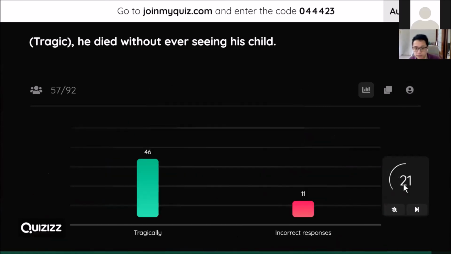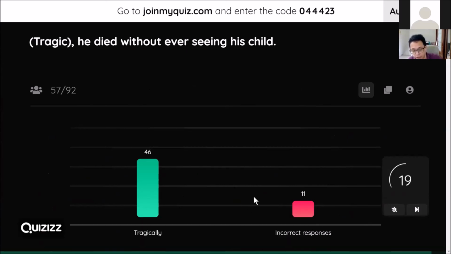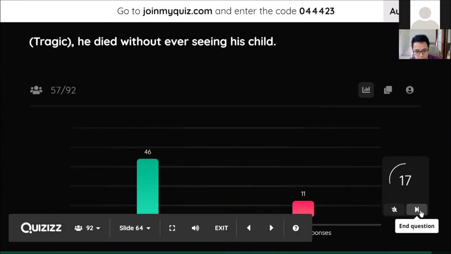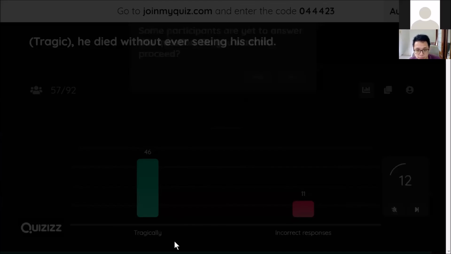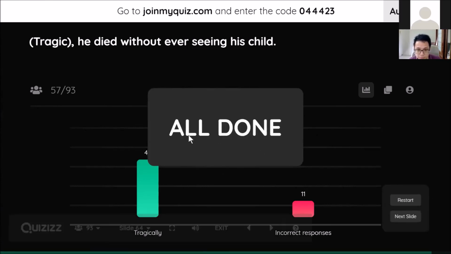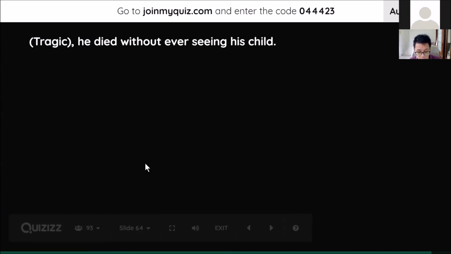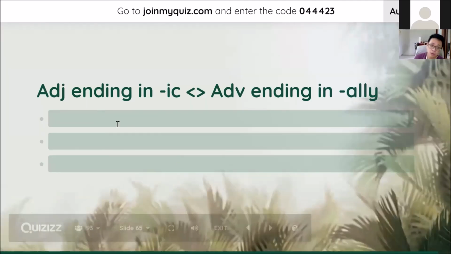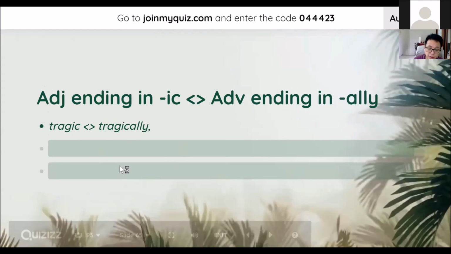A lot of words that end with IC, you need to add the AL first before you add the LY. So for example, tragic, change to tragically.